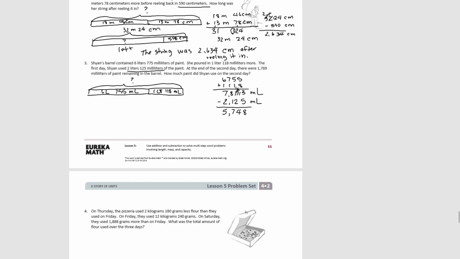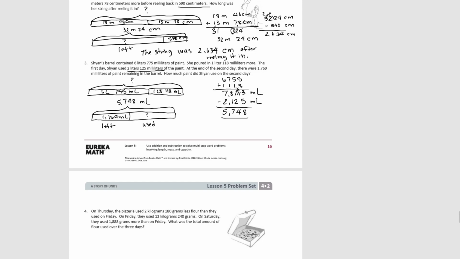At the end of the second day, there were 1,769 milliliters left, and we want to know how much she used. So she started the second day with this total. So that's our total that she had when the second day started. At the end of the day, she had 1,769 milliliters left. So we want to know how much she used.